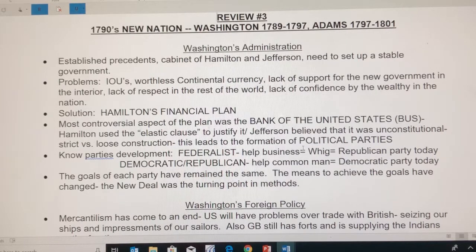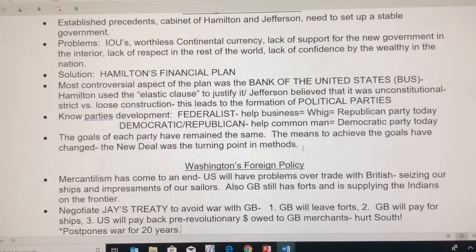The Democratic Republicans are the modern Democratic Party today because they focus on the common man. Back then, the Democrats used to believe in small government, and we know our Democrats today believe in big government. We know that shift happens with the election of FDR in the 1932 election. So the goals of each party have remained the same, which means who they help, but the means, what type of government, has changed.